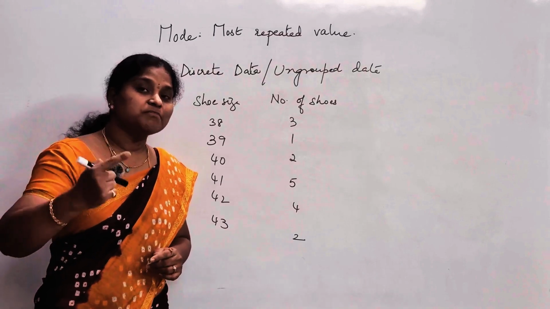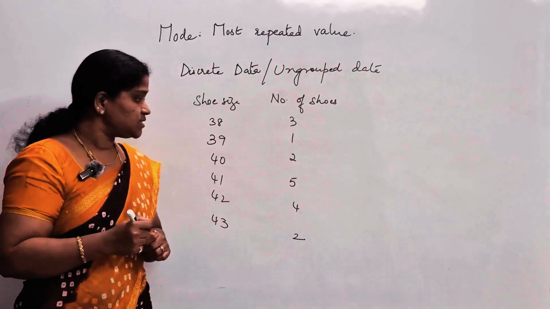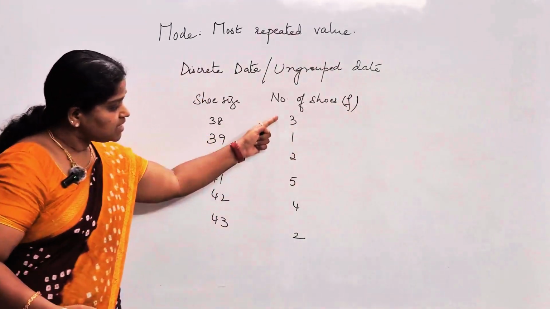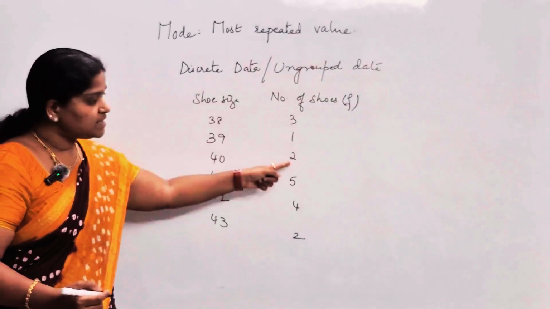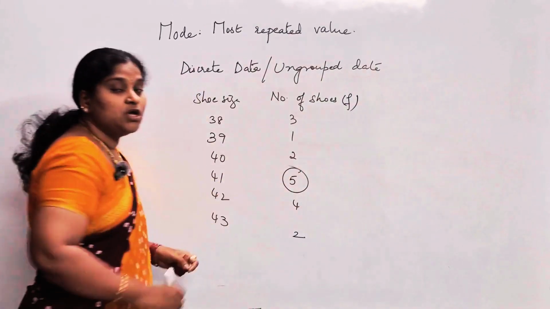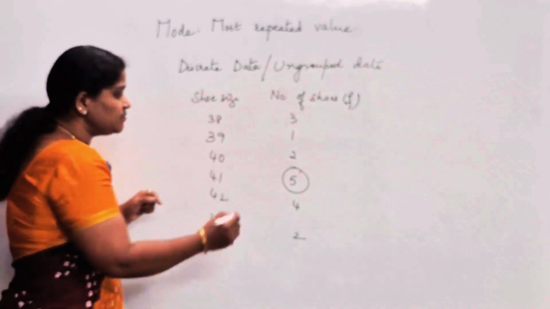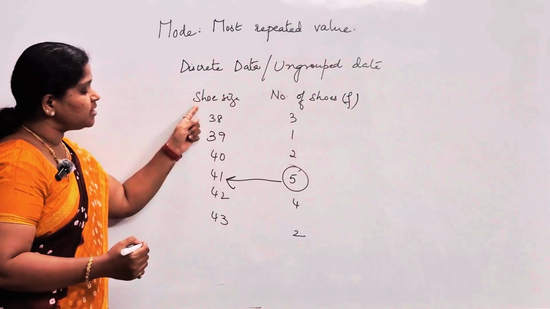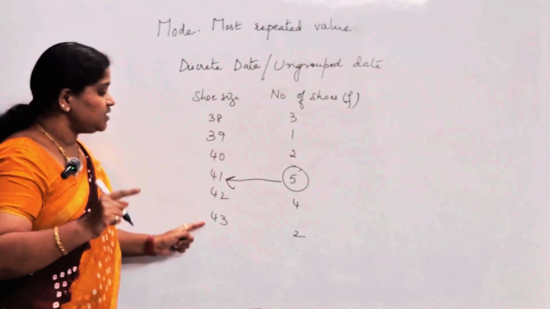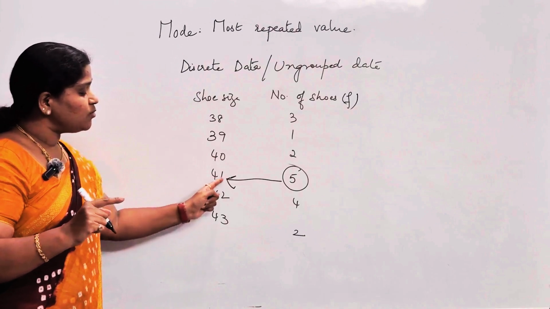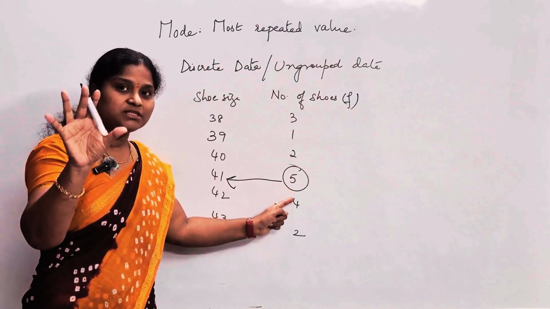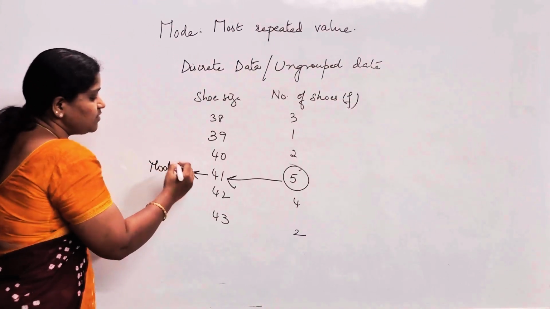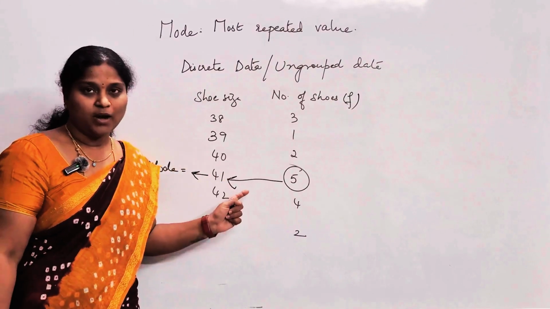Mode is the most repeated value in the given data set. Here we see this is nothing but the frequency. The highest value here is 5. So the mode of this data set will be the corresponding X value, that is the corresponding shoe size. We have seen here that size 41 repeats 5 times in the data set. So this will be our mode. Mode of the given data is equal to 41.